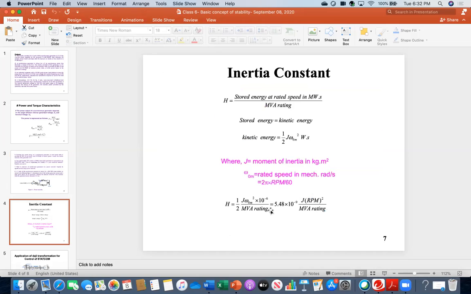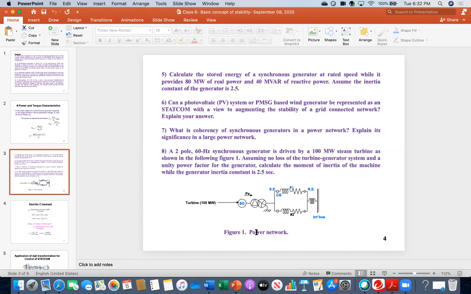So again, in this case, because you are asked to calculate the moment of inertia, definitely you will be using that last equation, H equal to this. Now, you need to know the MVA rating. You can find the RPM. You have to find the J value, and the H value is just given. So you need to find out that MVA. You see how you will get that MVA.